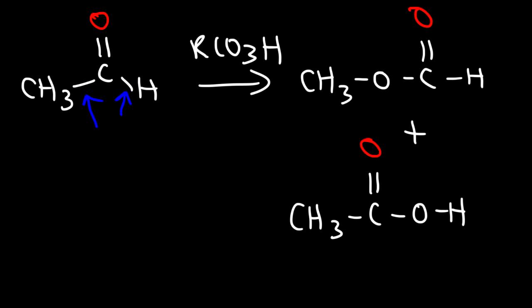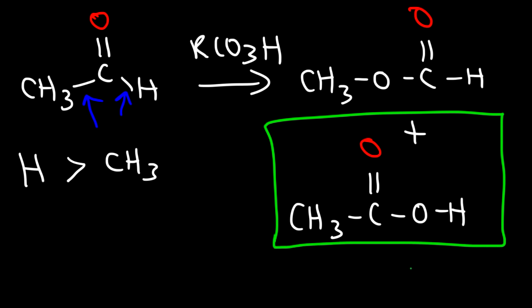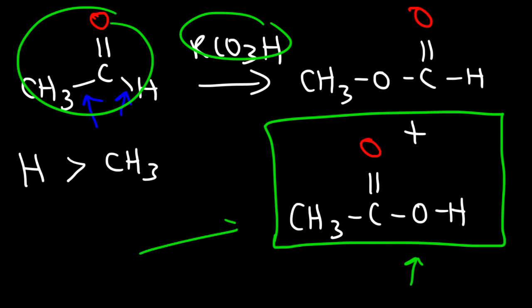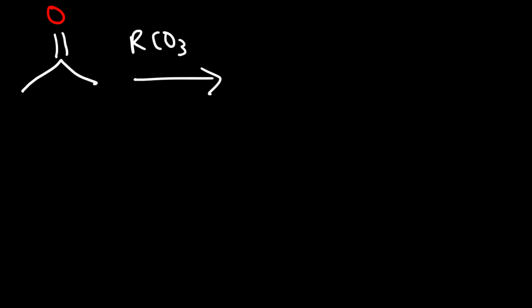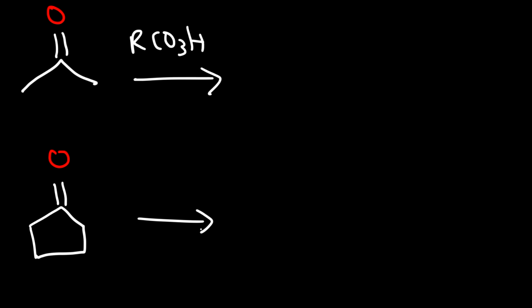So which of these two answers is the major product? Hydrogen has a greater migratory aptitude than the methyl group. So therefore, this is going to be the major product. So whenever you use a peroxy acid on an aldehyde, it's going to be oxidized to a carboxylic acid. Now let's work on some practice problems. Go ahead and react propanone with a peroxy acid and predict the major product. Also, we're going to use cyclopentanone as well. So go ahead and try these reactions.